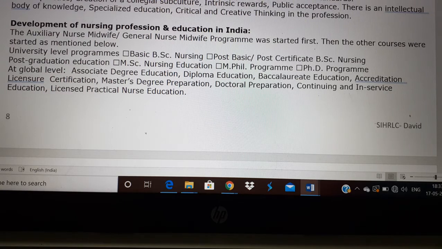Then the diploma general nursing midwife program was started. This was a diploma course. Then slowly as time went by, the higher education courses were started. University level programs with the basic BSc nursing and post basic certificate BSc nursing were started. Then MSc nursing, MPhil and PhD programs were also started. So nursing is now a profession where the education is available at diploma level, bachelor's level, master's level and doctorate level.